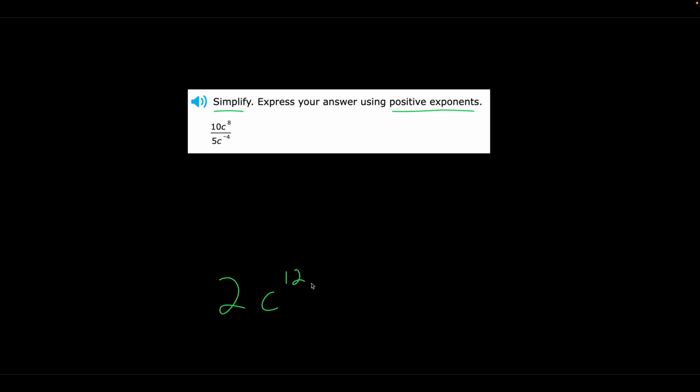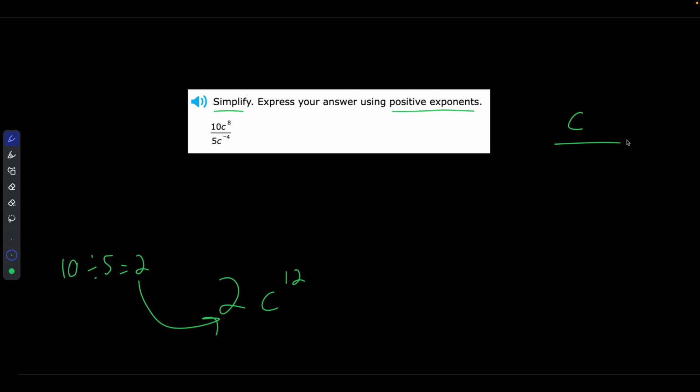Okay, now you've had time to think about this. The way I got this answer is I looked at the regular numbers. So I did 10 divided by 5, which gave me the 2 that goes here. So I divided the regular old numbers. And then for the exponents, how did I get this positive 12? Well, what I did is I looked at the c's. Because they're both c, I subtracted the exponents.